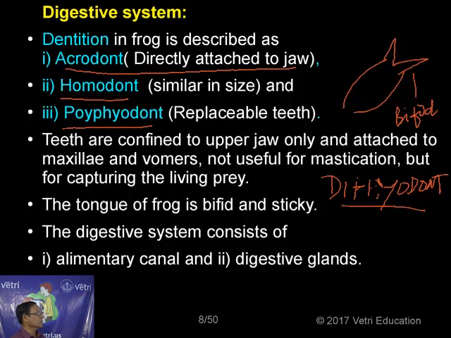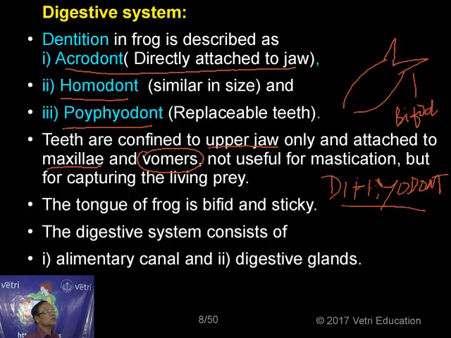Now, the teeth are not present in both the jaws. They are confined only to the upper jaw, attached to the maxillae. The upper jaw is otherwise called the maxilla, and as the teeth are attached to the maxilla bone, they are called maxillary teeth. The teeth are also attached to the vomer bone, which normally acts as a partition between the nasal passages. So we have teeth in the maxilla, the upper jaw, and also the vomer.